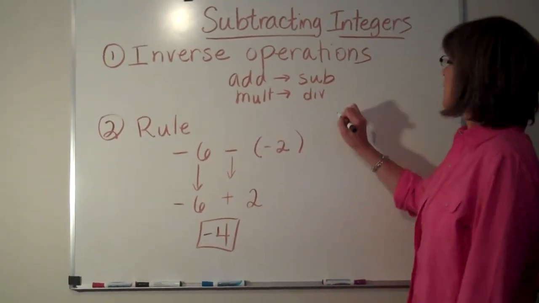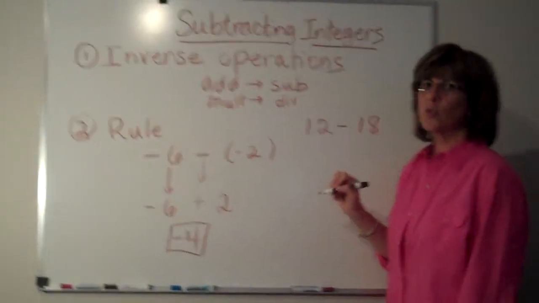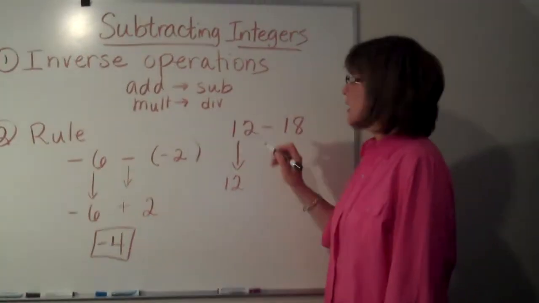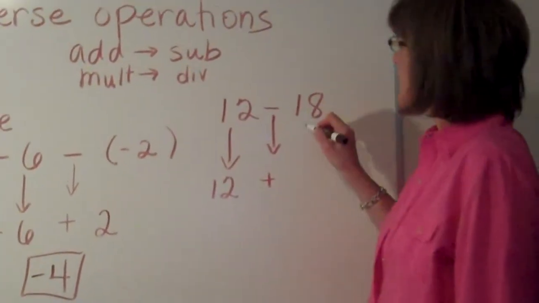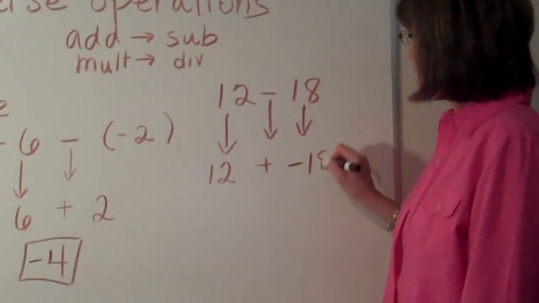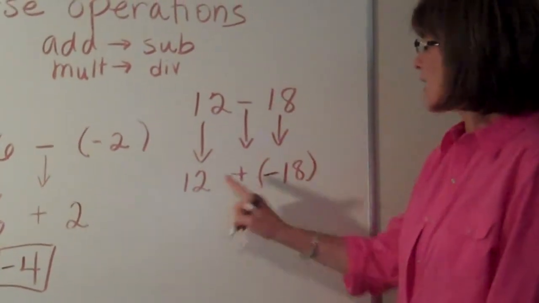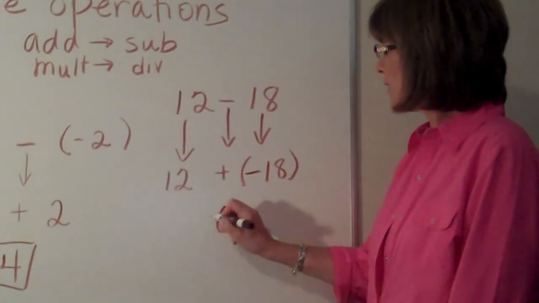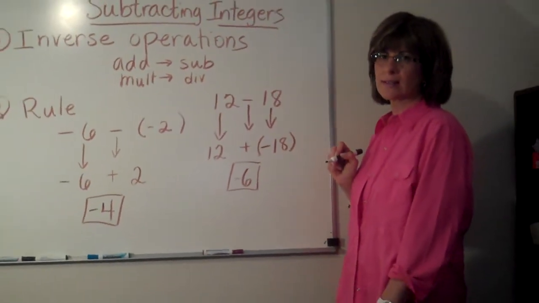Let's do another one. Let's do 12 minus 18. 12 stays the same as 12. Subtraction becomes addition. And 18, we need its opposite, which is negative 18. So now my problem is an addition problem. 12 plus negative 18. I subtract. Which one has a greater absolute value? The 18, and it's negative, so my answer would be negative 6.